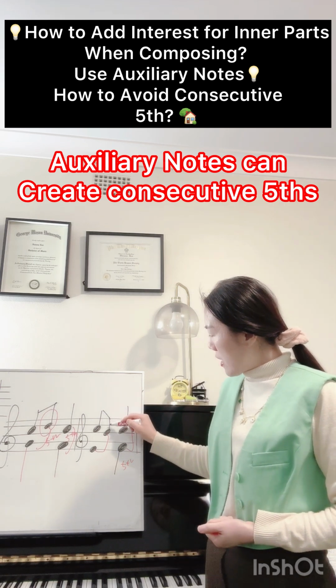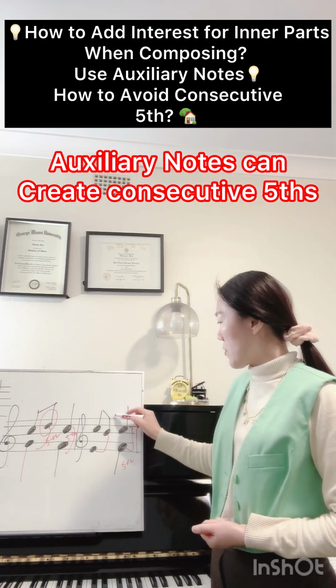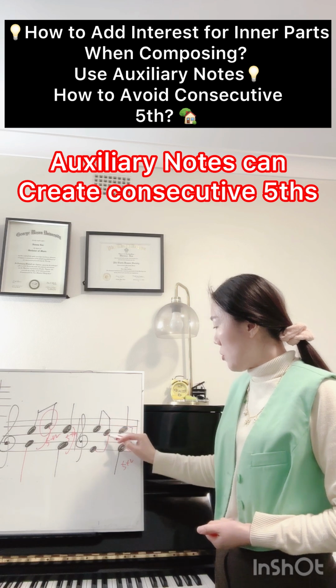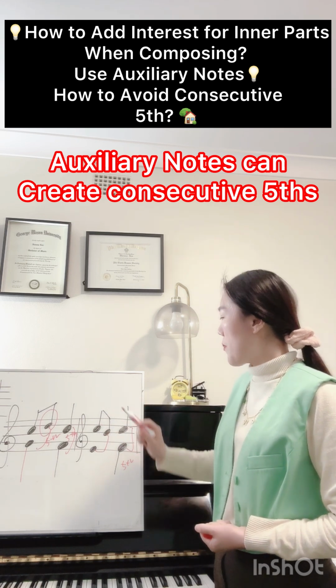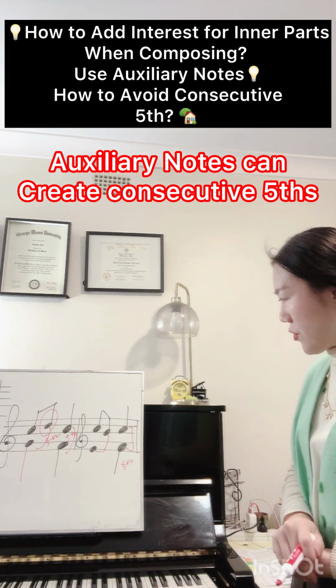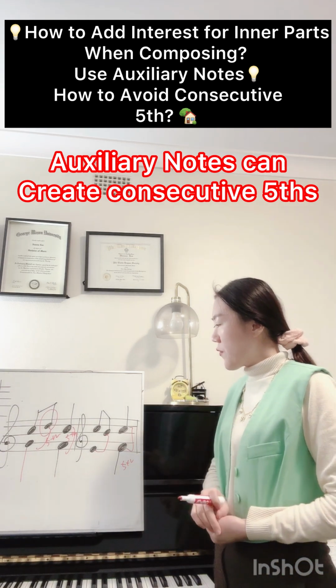In that case, you can use the upper auxiliary notes. So instead of using the lower auxiliary notes, you can simply use the upper auxiliary notes. That's what you can do to get rid of the consecutive fifths.